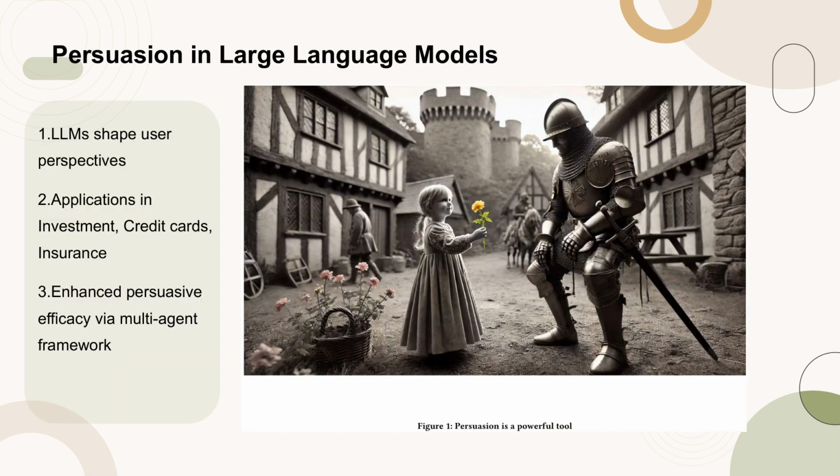Figure 1 highlights the significance of persuasion as a powerful tool in the context of large language models, LLMs. These models are capable of influencing user decisions across various domains such as investment, credit cards, and insurance. The figure emphasizes the use of a multi-agent framework to enhance the persuasive efficacy of LLMs, where primary agents engage in persuasive dialogue with users, while auxiliary agents handle tasks like information retrieval and strategy development.